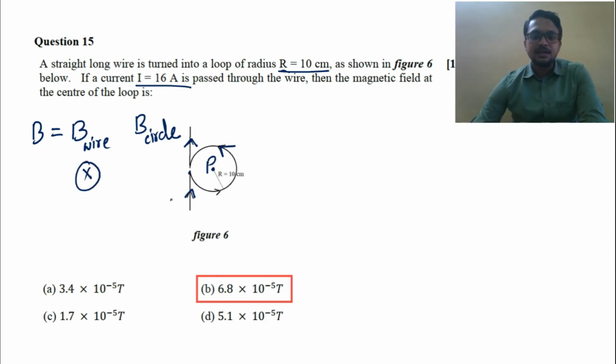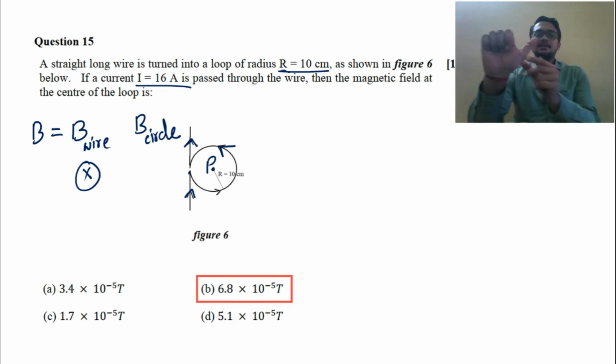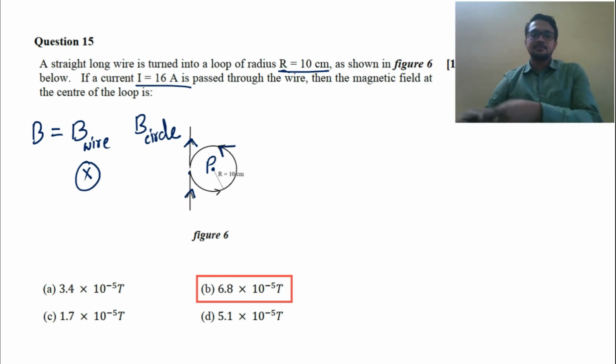Now due to circle, curl these four fingers along the current direction in circle, and this thumb will give you the magnetic field. So if you curl these four fingers along the current direction in the loop, then this thumb is coming towards you. That means perpendicularly outward. So here dot. That means opposite direction. So net magnetic field will be difference.